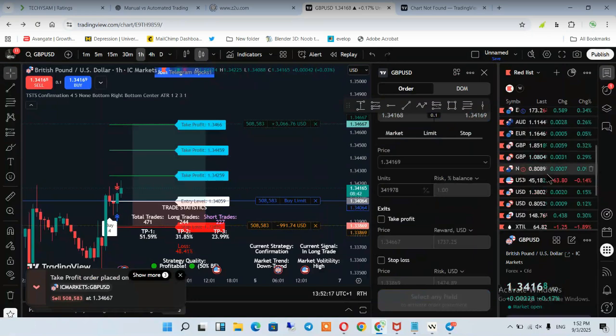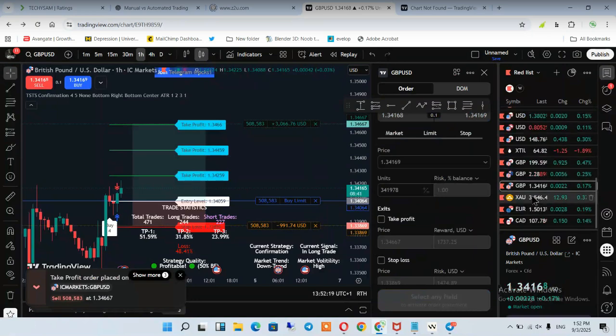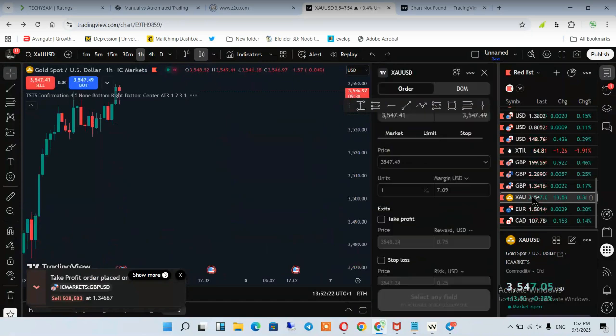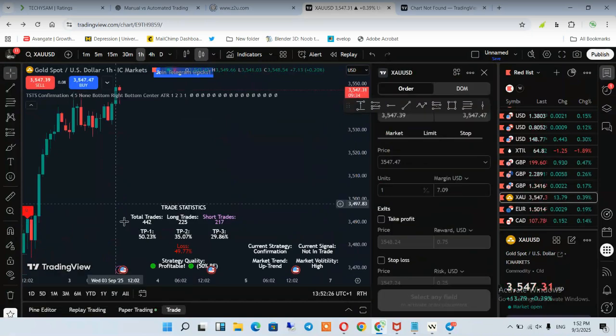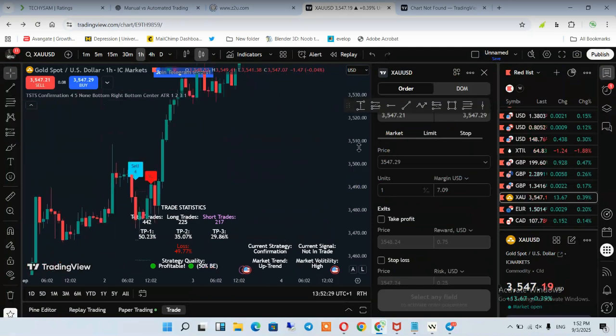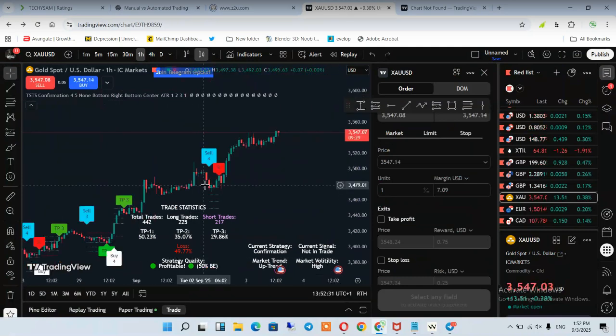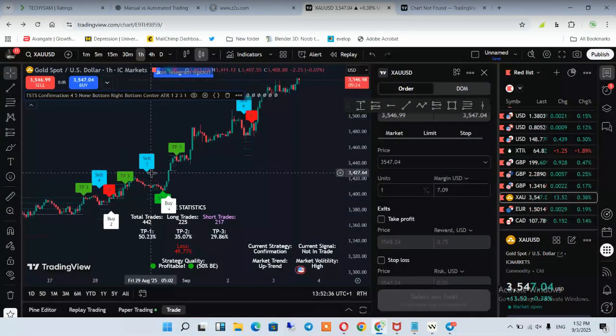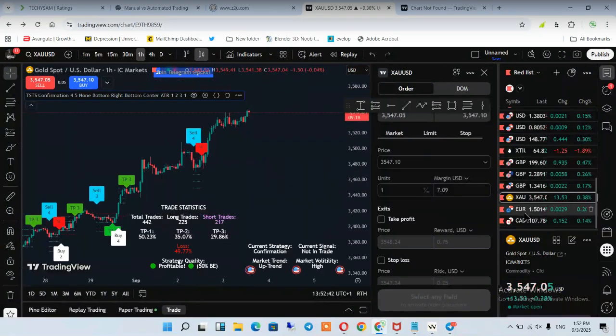And we're almost done. Yeah, it's GBP USD. Let's check gold. Gold from IC Markets, 50% profitable over 442 trades. And that's good. It's profitable. That's all we need to see. And we got the TP1, the TP2, TP1, TP3, kind of thing. So we are good on gold, but no entry yet. So nothing to do on gold for now.